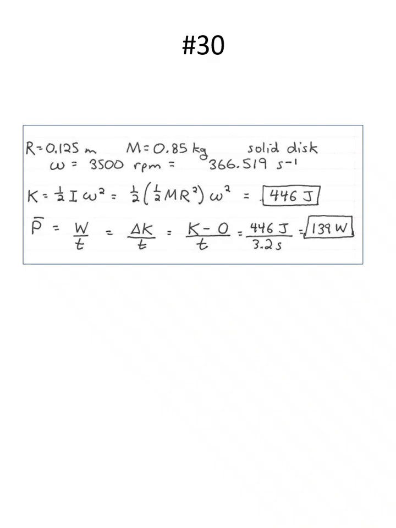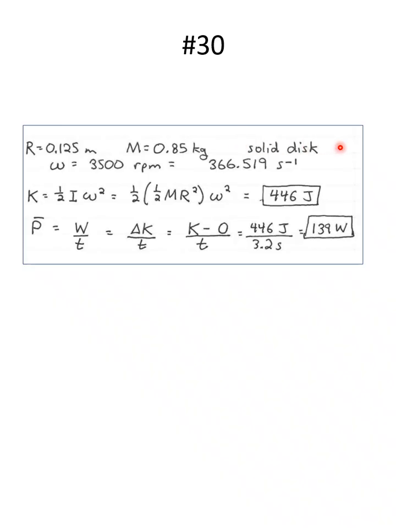Number 30. A 25 centimeter diameter circular blade has mass of 0.85 kilograms, distributed uniformly in a disc. Part A, what is its rotational kinetic energy at 3,500 RPM? And part B, what average power must be applied to bring the blade from rest to 3,500 RPM in 3.2 seconds? All right, I have the given information in meters and kilograms.